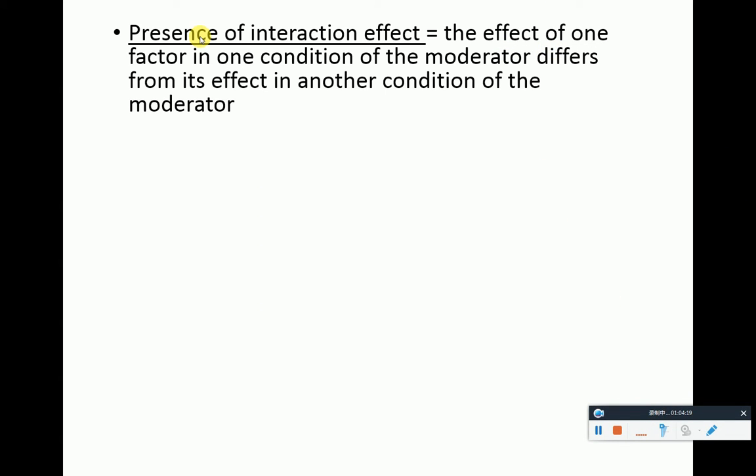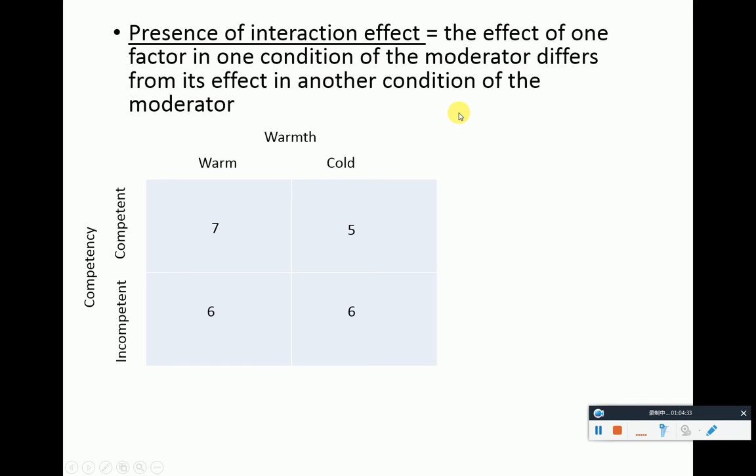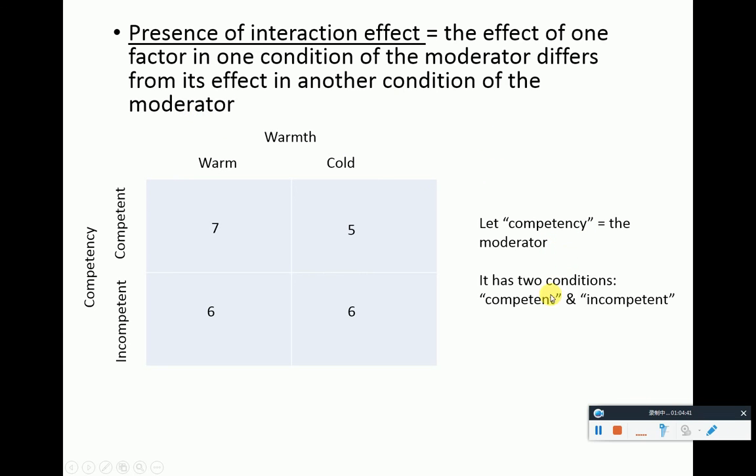So let's now dissect the sentence in relation to that design. Presence of the interaction effect: the effect of one factor in one condition of the moderator differs from its effect in another condition of the moderator. So now let competency be the moderator. It has 2 conditions, competent and incompetent. Okay?